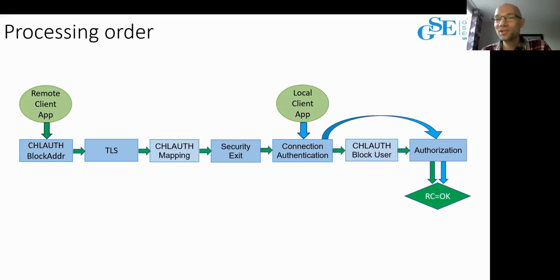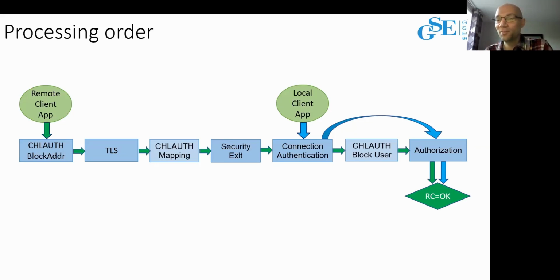And the next step is to look at the channel authentication rules, the mapping rules. Now we'll look in more detail at what the mapping means a bit later on. But essentially, these are the rules that you set up to allow connections from specific places, and to say what you want to do with those connections in terms of which user ID you want to map them to.